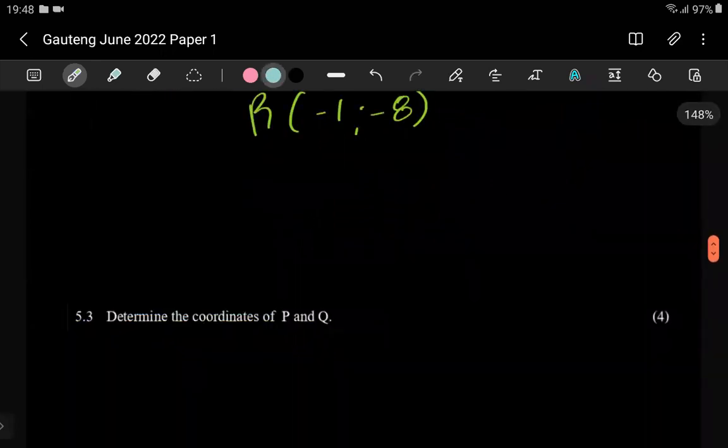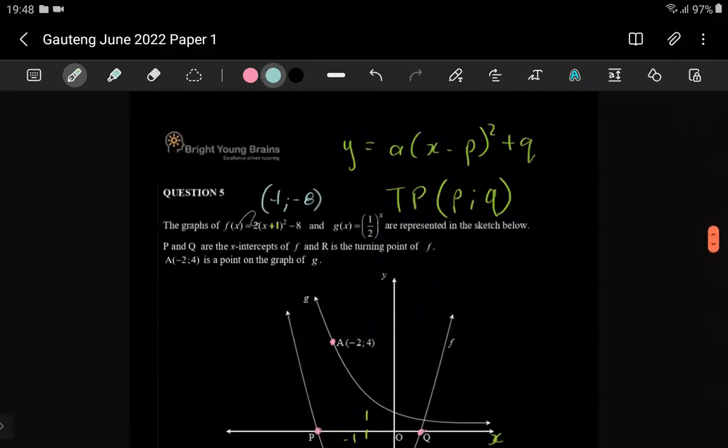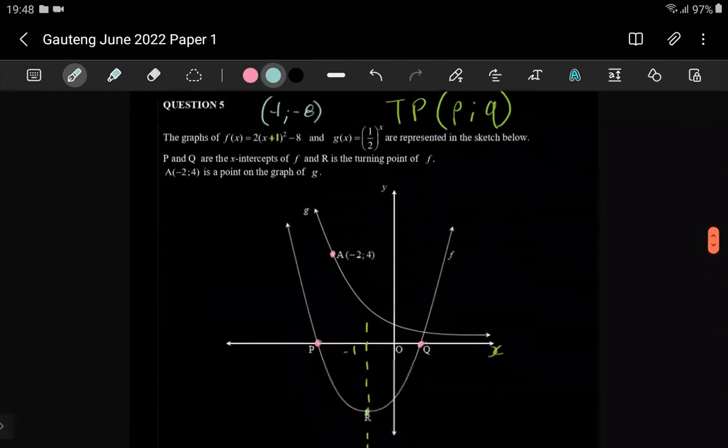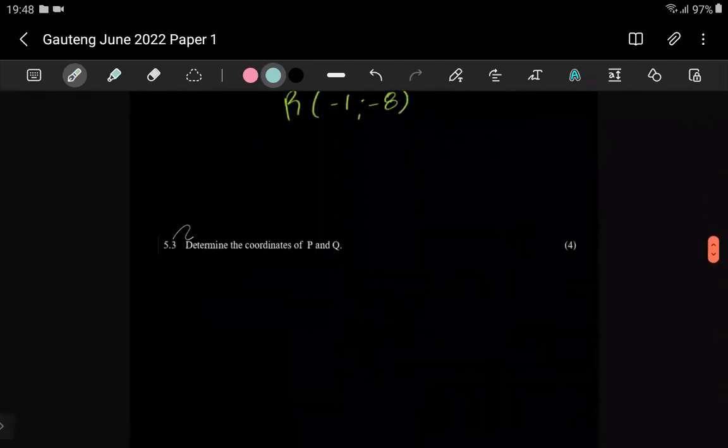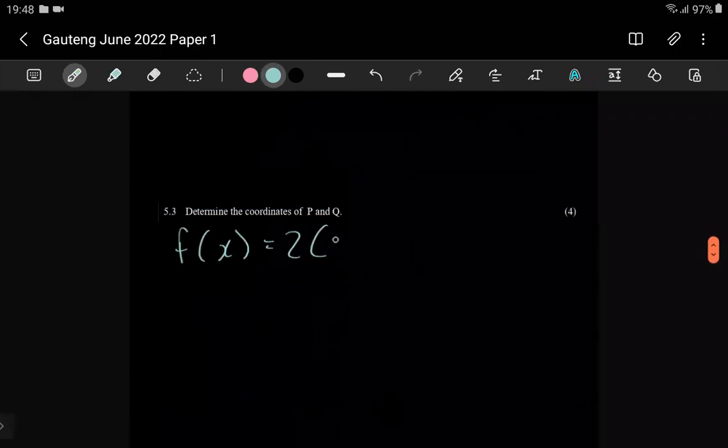They want us to now get the coordinates of P and Q. P and Q are the x-intercepts of our graph of f. So remember, for you to get the x-intercept, you have to make y 0. So this is our equation of our graph, f of x is equal to 2 times (x plus 1) squared, and then -8. So we have to make this equation equal to 0, because we're trying to solve for the x-intercept.